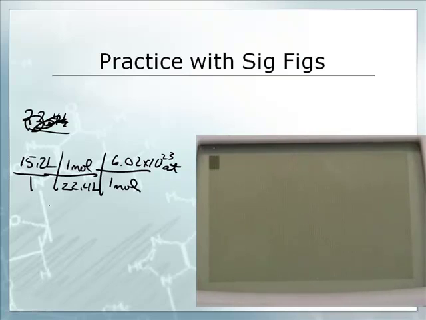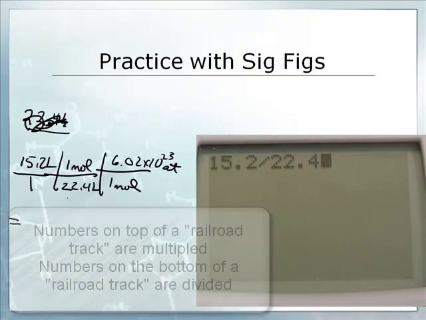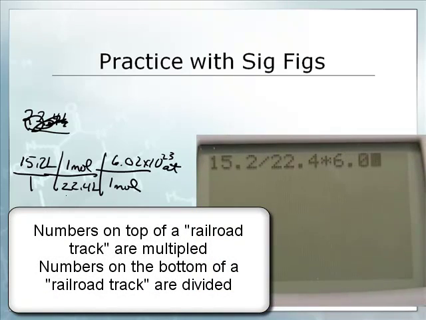So we've got kind of a bunch of those little railroad tracks there. We'll talk about the railroad tracks in just a couple podcasts. So how do I put that in my calculator? You're going to type 15.2 divided by 22.4. That's on the bottom because it's in the denominator. And then times it by the 6.02 number using the EE button. 6.02 EE 23.